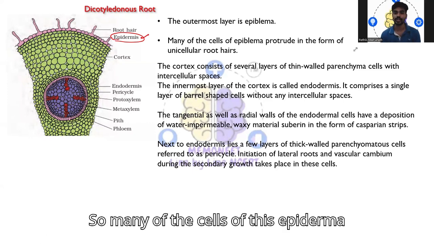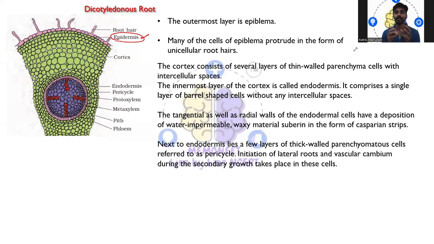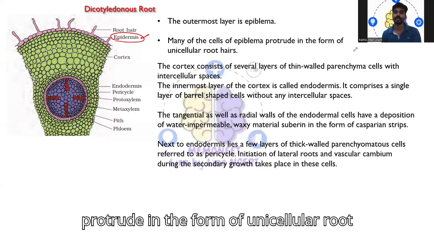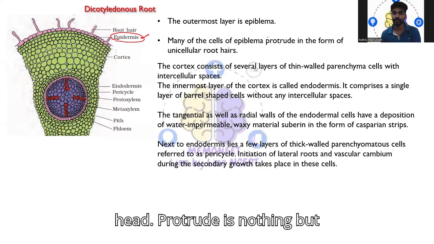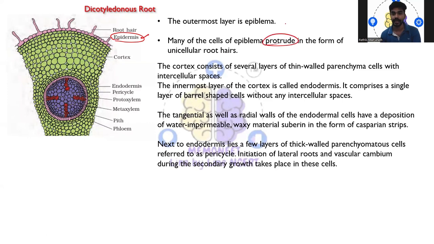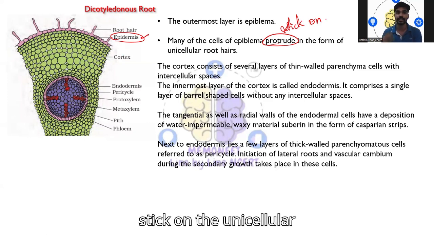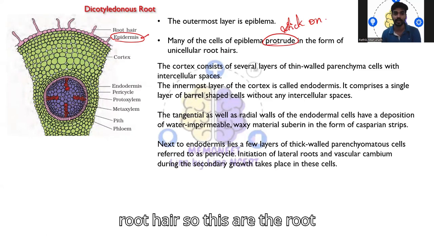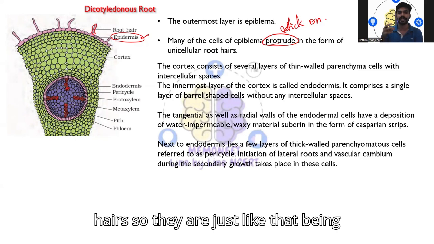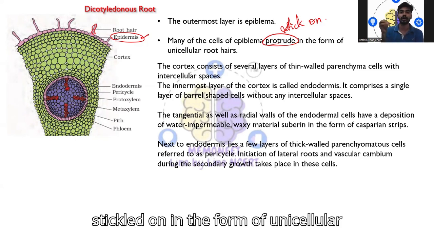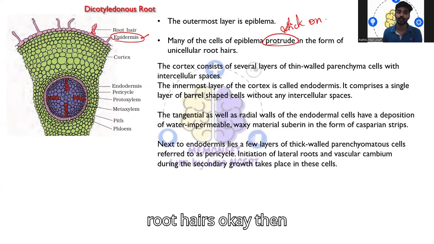Many of the cells of this epidermis protrude in the form of unicellular root hairs. Protrude means they stick out. Can you observe here the unicellular root hairs? So these are the root hairs, present as unicellular root hairs. Okay.